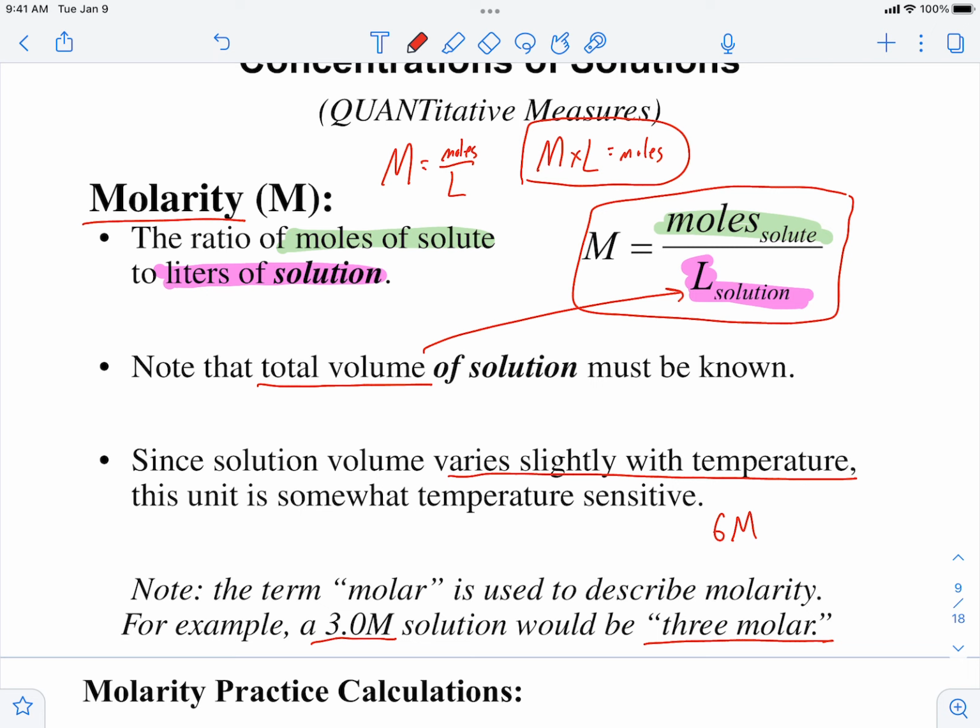We also need to be able to find the volume. So if we need to find the volume, then you multiply both sides by liters, divide both sides by molarity, and then you end up with liters is found by taking the moles divided by the molarity. So, depending on what the question needs, just be prepared to rearrange it. This is nothing new. We've done this ever since we started working with density.